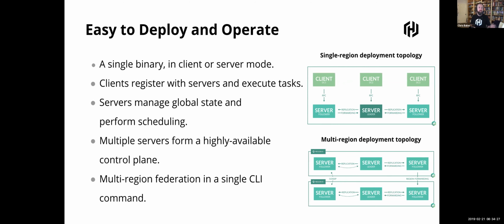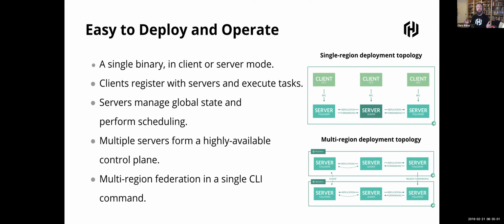Servers, on the other hand, manage the global state of the cluster and perform the work of scheduling tasks to clients. So three or more servers can form a highly available control plane to handle scheduling. The servers store the state internally and use a Raft-based consensus protocol for state replication and automatic leader election. One of the benefits of that is it makes Nomad highly available out of the box, and it does it without any external dependencies on systems like etcd or Zookeeper, for example. This is built into Nomad.